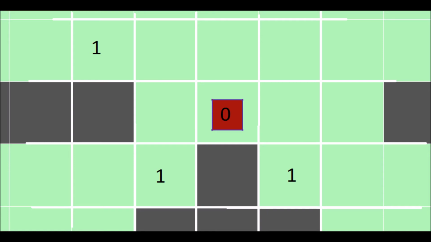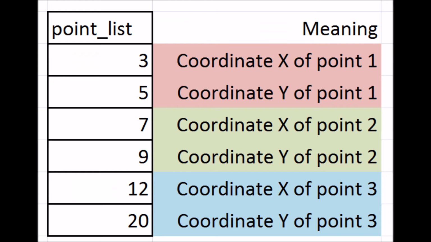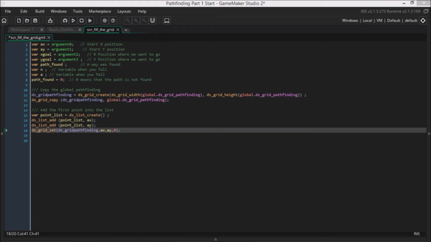So we have to check for every one where the enemy can go from these points. So the list will be like this. We store the coordinate of each point. So first the x coordinate of the first point, and then the y coordinate of the first point, and then the x coordinate of the second point, and so on. So this list will be used to store the data of all the points that we are currently checking.